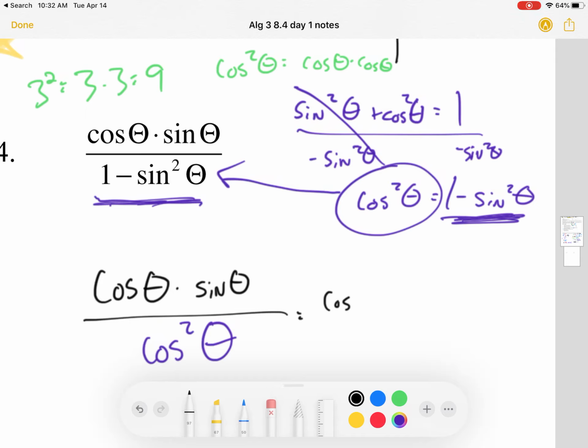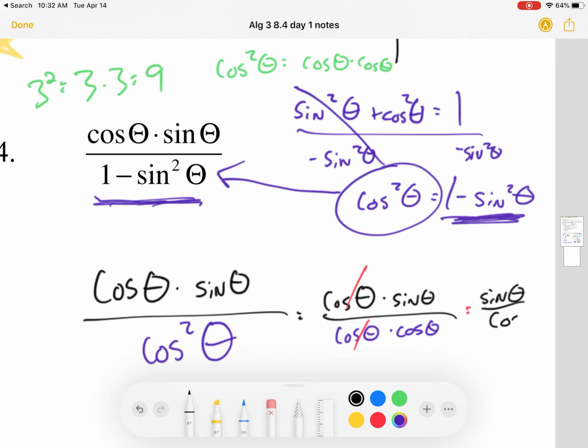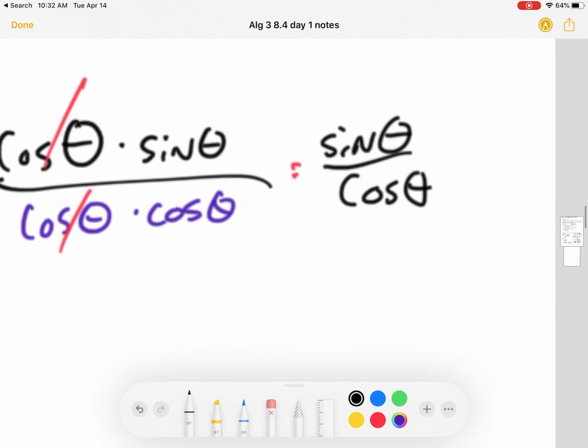So let's rewrite that. I've got to erase that. Cosine of theta times sine of theta over cosine of theta times cosine of theta. Well, you should see now, hey, there's a cosine on top, there's a cosine on bottom, and I'm left with sine of theta over cosine of theta.